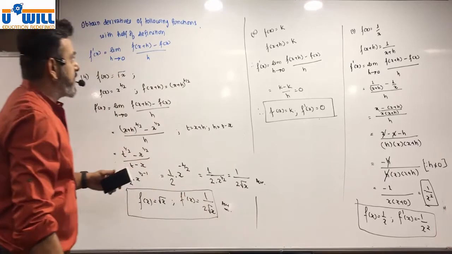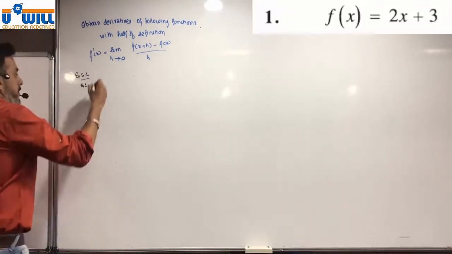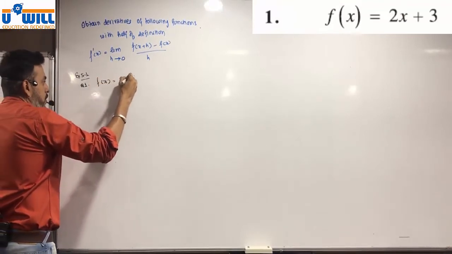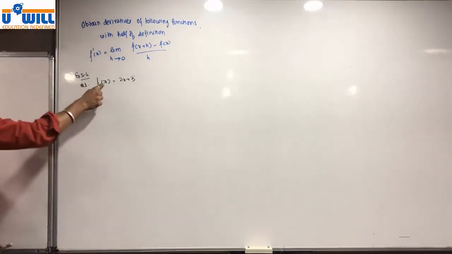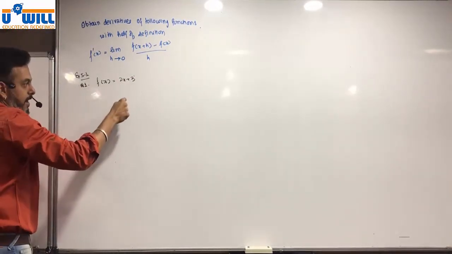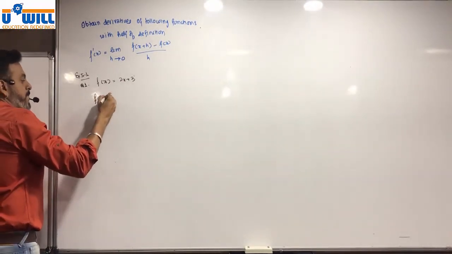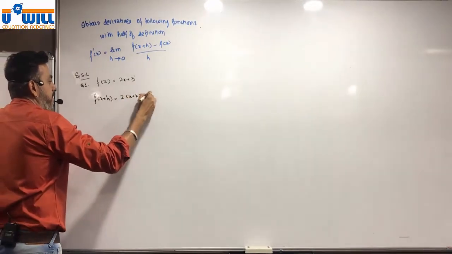राइट डाउन एक्सरसाइज 5.1. f of x is equal to 2x plus 3. जैसे यहाँ पे x है, x plus h है, तो ये भी x हो जाएगा x plus h is equal to 2x plus h plus 3.